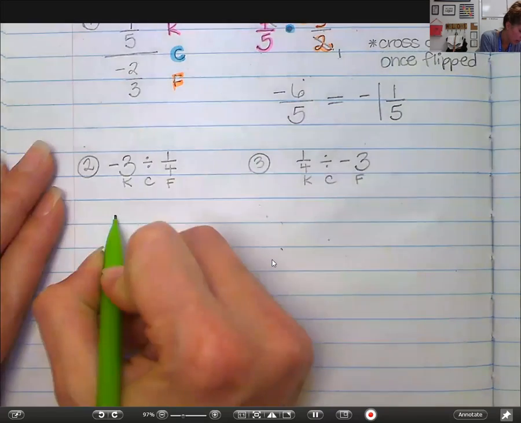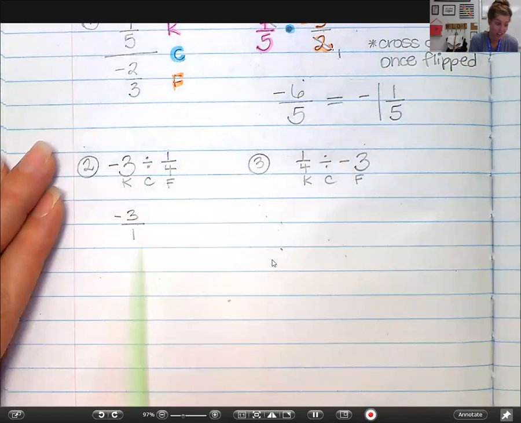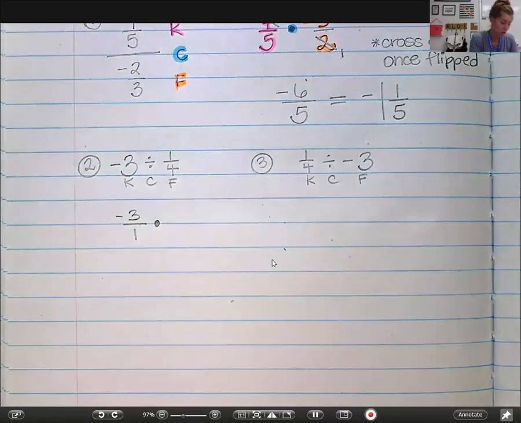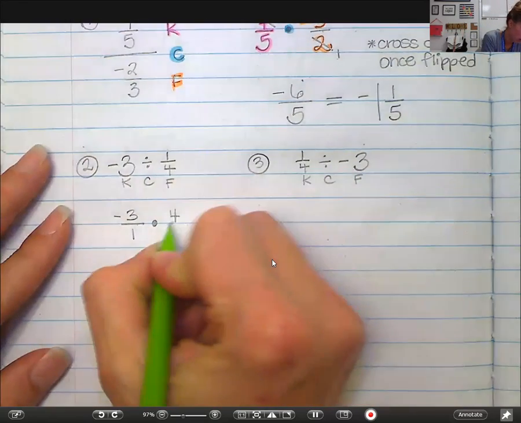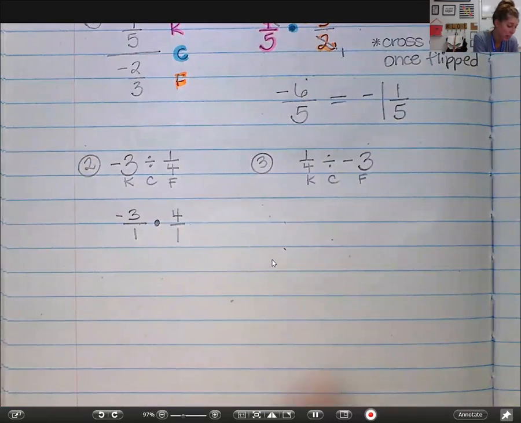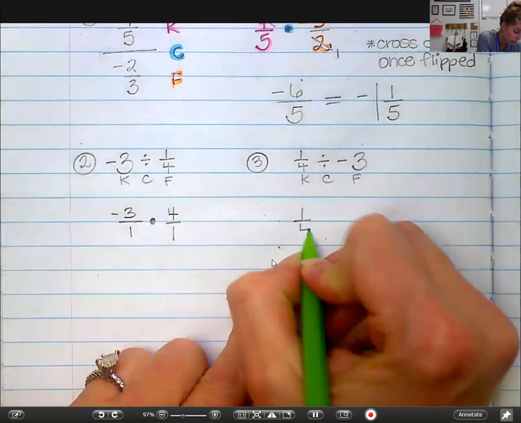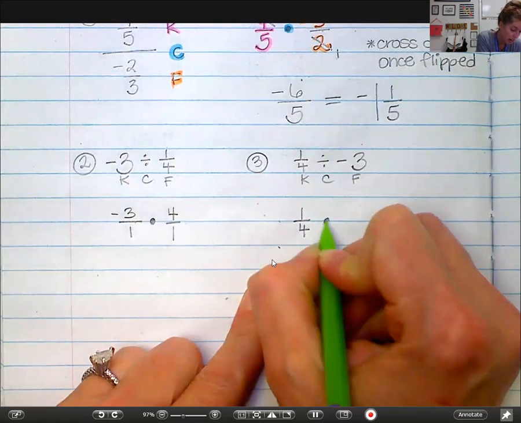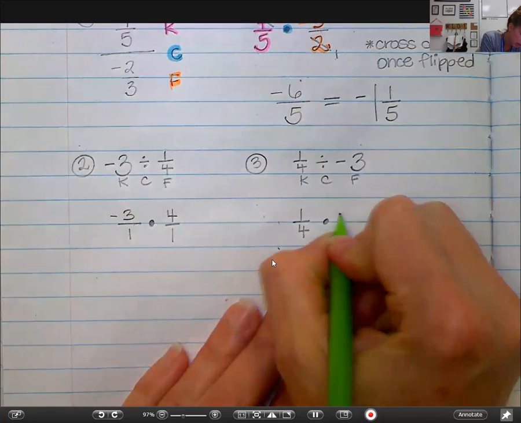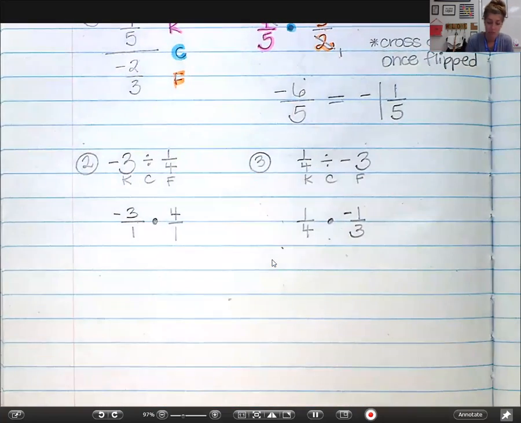Okay, so I have -3. I'm going to put that over 1, times flip 1/4, which is 4 over 1. Go ahead and just do the second problem too, right across. I'm going to keep 1/4, change the sign to times, and flip -3, which becomes -1/3.